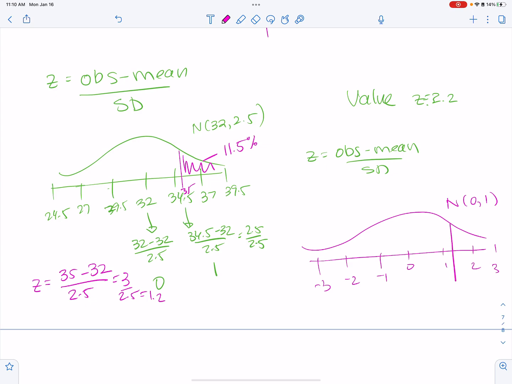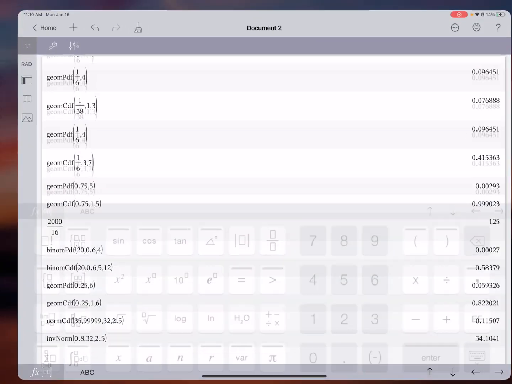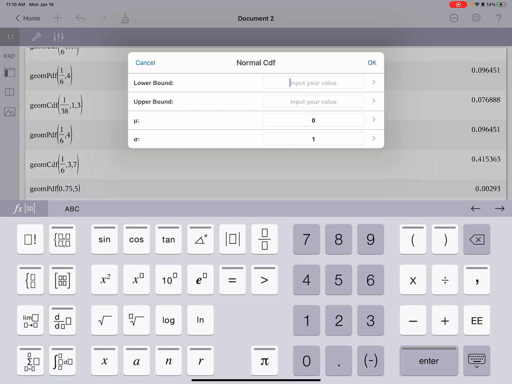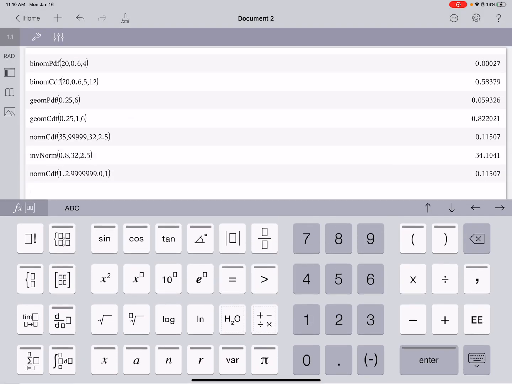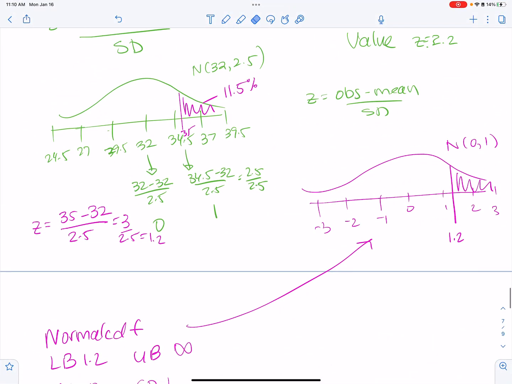So this here, you notice, is going to be the same proportion shaded. So if I were to do this one now in the calculator with the normal CDF, lower bound 1.2, upper bound infinity, mean of 0 and standard deviation of 1, let's see what we would get. It always has the z-scores already in the calculator. We get the same thing, 11.5%. So you can see that the z-scores go back and forth to the values.